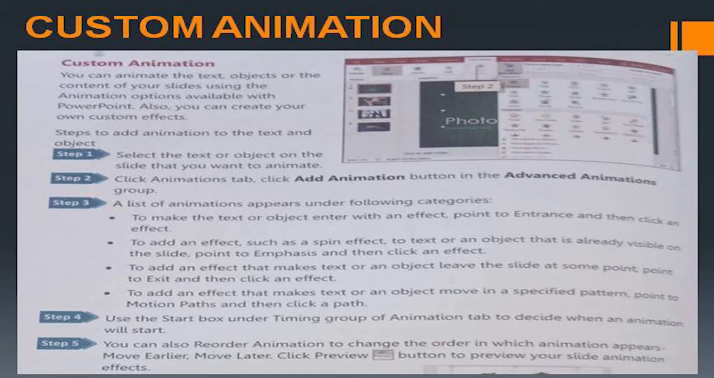To add an effect such as a pen effect or text effect to something that is already visible on the slide, point to Emphasis. To make the object leave the slide, point to Exit, then click on the effect. Use the Start box in the Timing group on the Animation tab to decide when an animation will start. That means custom animation will be your choice, that is, how the text should move inside the slides. So that is called custom animation.